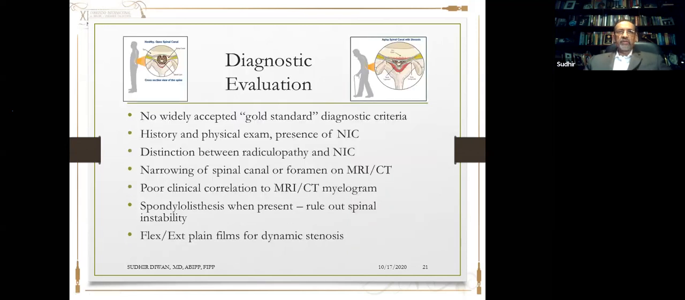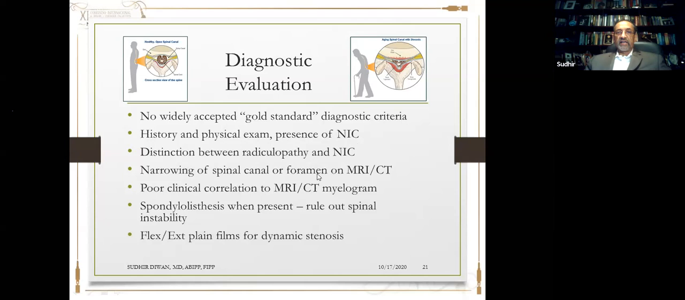So, diagnostic evaluation of spinal stenosis. The problem is there is no gold standard diagnostic criteria. There is a history of neurogenic intermittent claudication. So your history, physical examination, and presence of NIC is what really makes you suspect spinal stenosis. You also have to differentiate between radiculopathy and neurogenic claudication. These are totally different mechanisms, and I will go over it a little bit later.